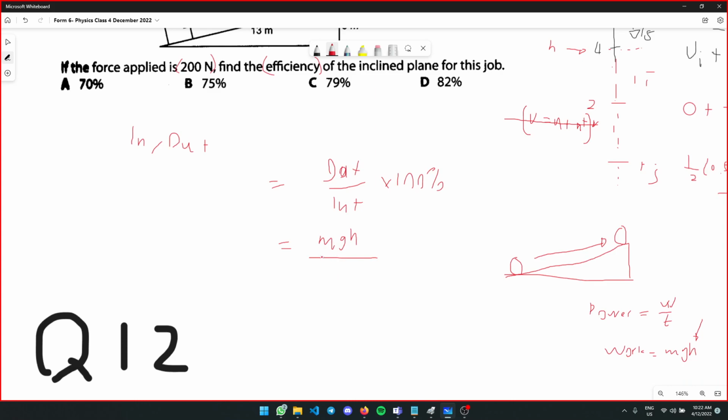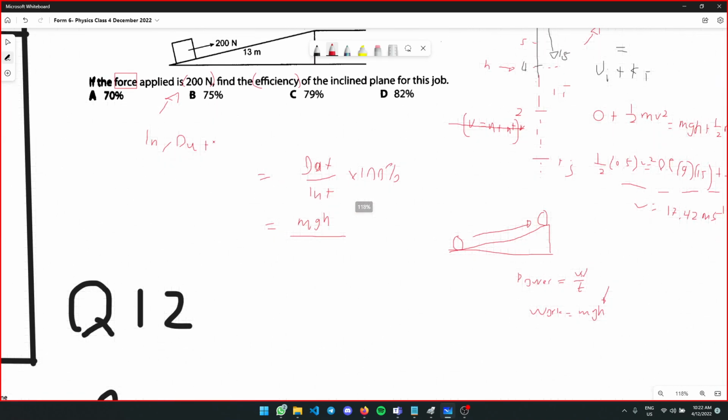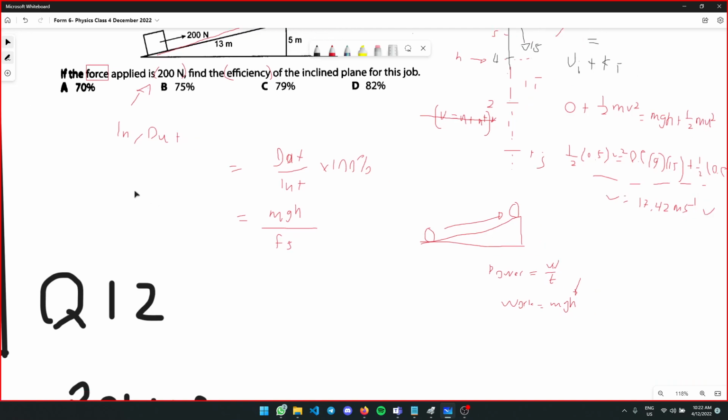So what is work input? Work input will be how much you're putting in. They're saying input is 200. They already give you the value is 200, and you're moving how much? You're moving roughly 13. So that is Fs. Can you say again about the... Oh, power?